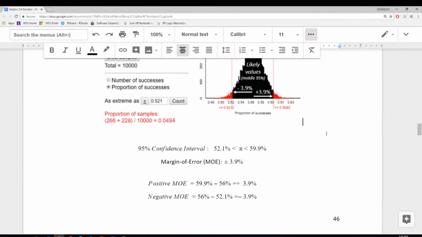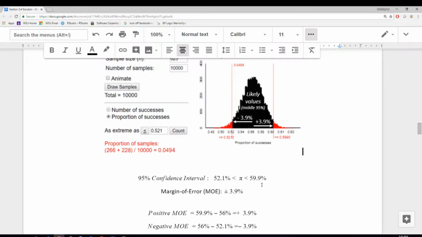So the 95% confidence interval, using the simulation-based approach, is going to go from 52.1% up to 59.9%. The associated margin of error here, which again is just the distance from the middle to the edges. So for the positive margin of error, how would I actually compute that? Well, the upper endpoint is at 59.9%. The middle of the reference distribution is at 56%. So if I take 59.9% and subtract 56%, that's where I get that 3.9% margin of error.